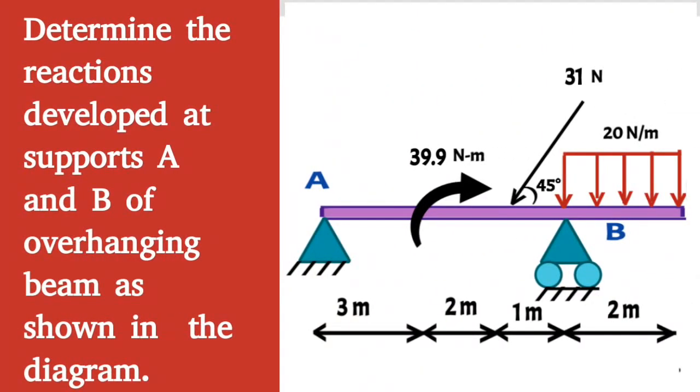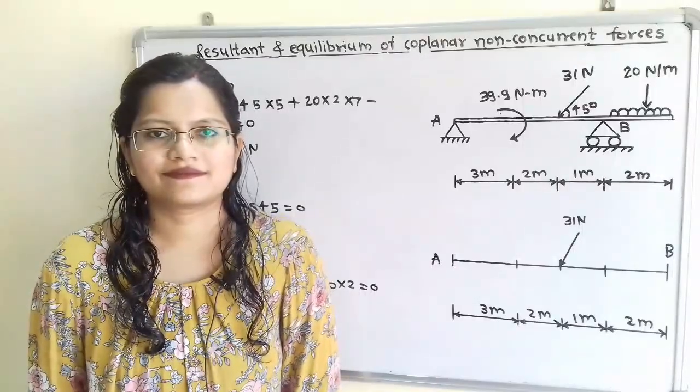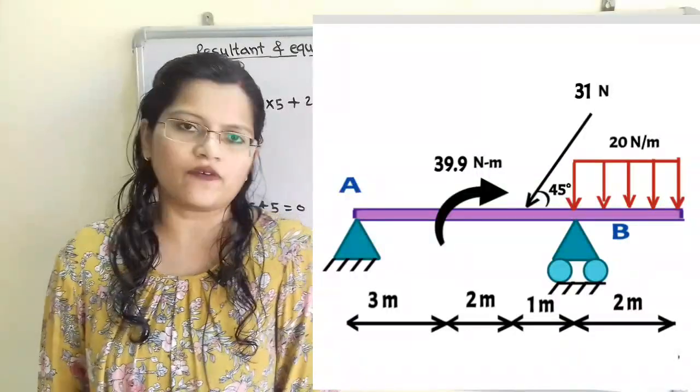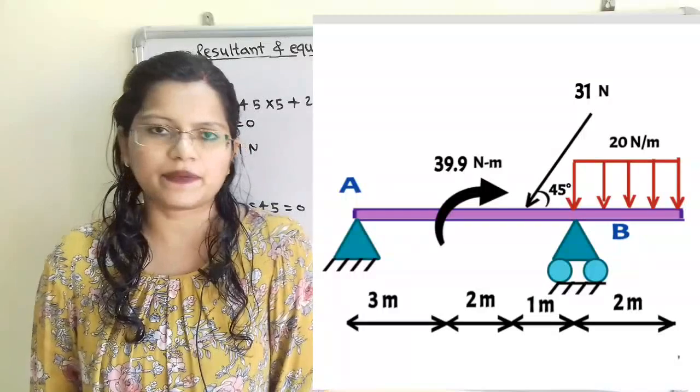Given the question, determine the reactions developed at supports A and B of the overhanging beam as shown in the diagram. Let us understand the given question with the help of the diagram. This is a question on an overhanging beam.